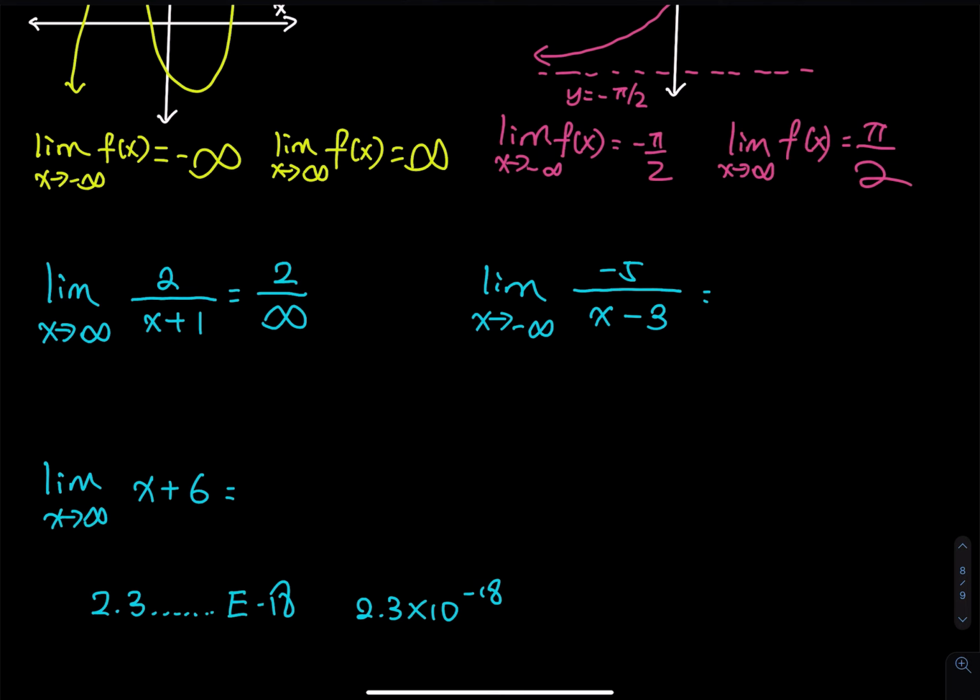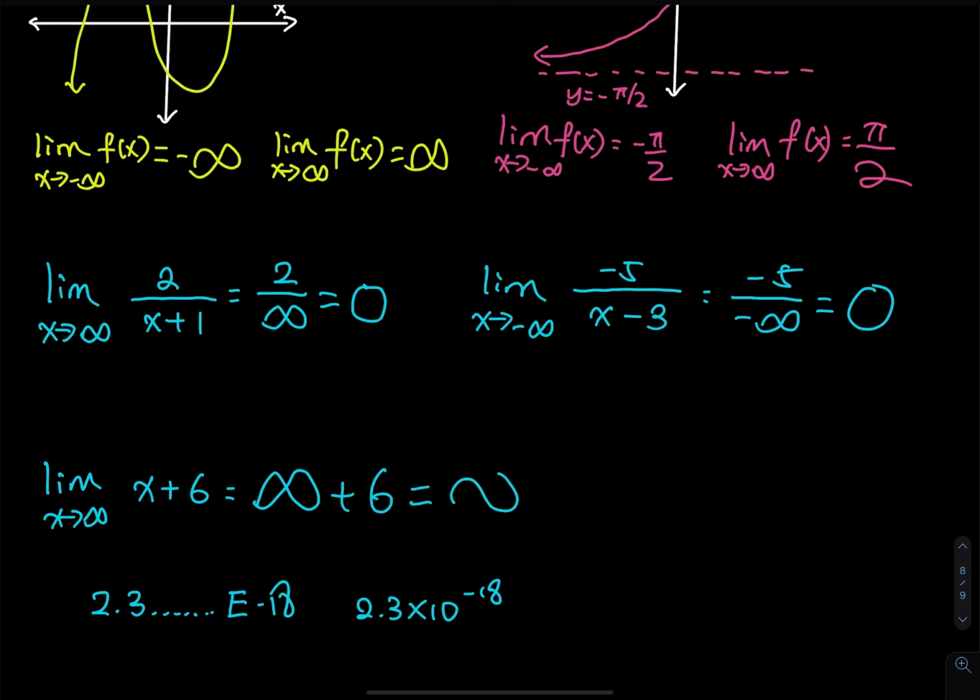All right. So overall, 2 divided by infinity is equal to 0. And then the next one, you have negative infinity minus 3. So that remains negative infinity. You take negative 5 divided by that, you will just get 0. And then this one, you have a very large value. You add 6 to it. That is just infinity.